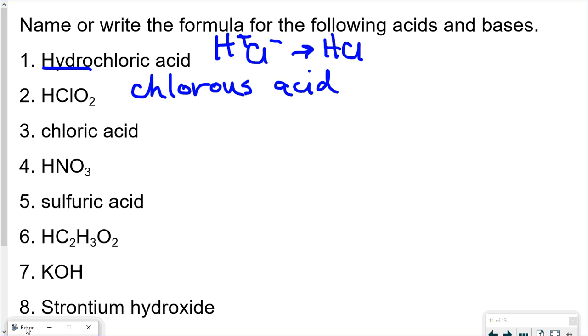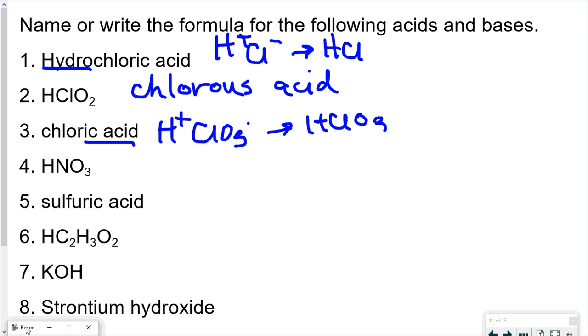Looking at number 3, this does not have a prefix, but it ends in ic acid. So the chloric acid is based off of chlorate, which is ClO3 negative. Since it starts with hydrogen, that has a +1 charge. When we crisscross, this will be HClO3.